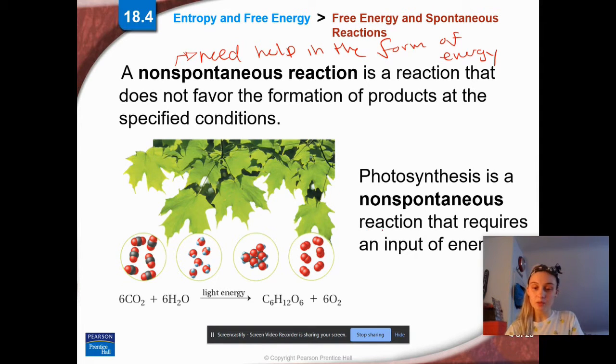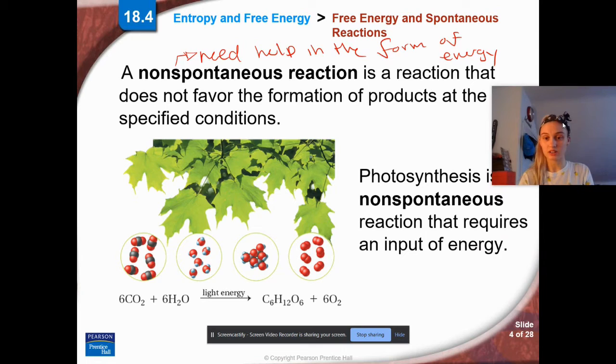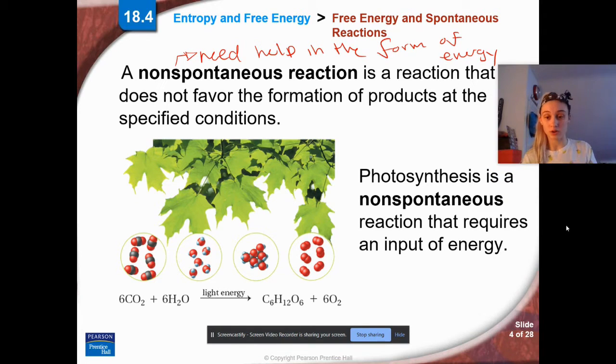And so an example we have here is photosynthesis, because you might think, oh, photosynthesis occurs naturally. It occurs in nature. No, that's not how it works. Photosynthesis is actually non-spontaneous. And if you think about it, it makes sense, because photosynthesis doesn't happen without light, okay? And so we have our carbon dioxide, we have our water, and those don't just make sugars on their own. They need help. And so remember that plants need light to survive.